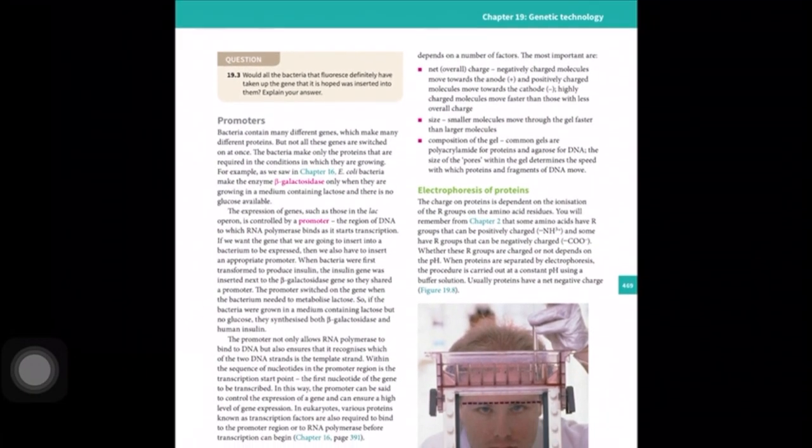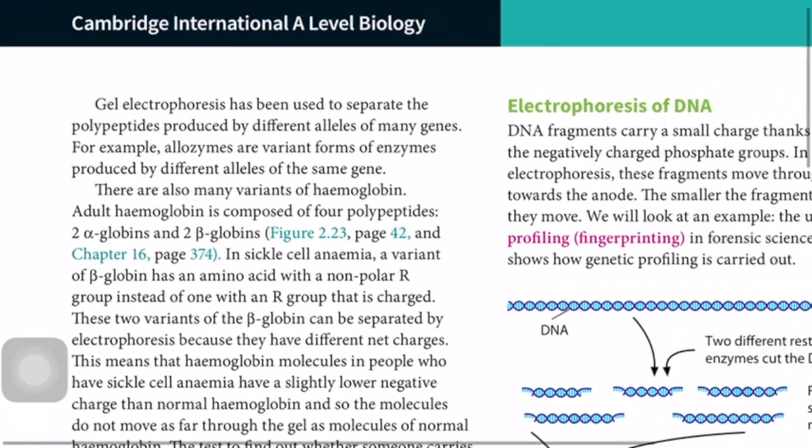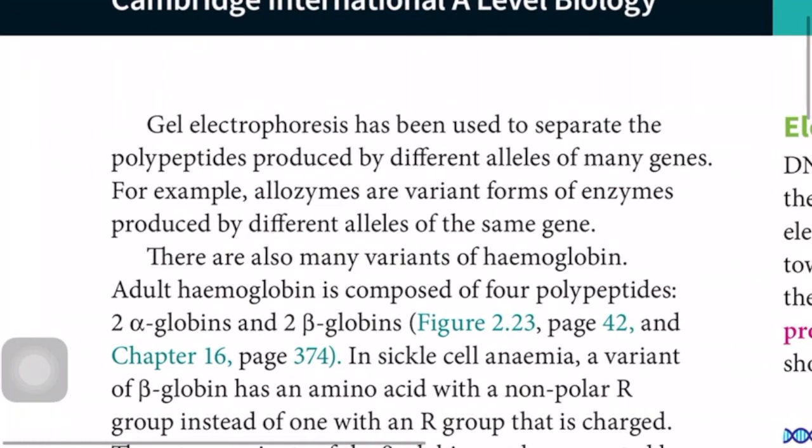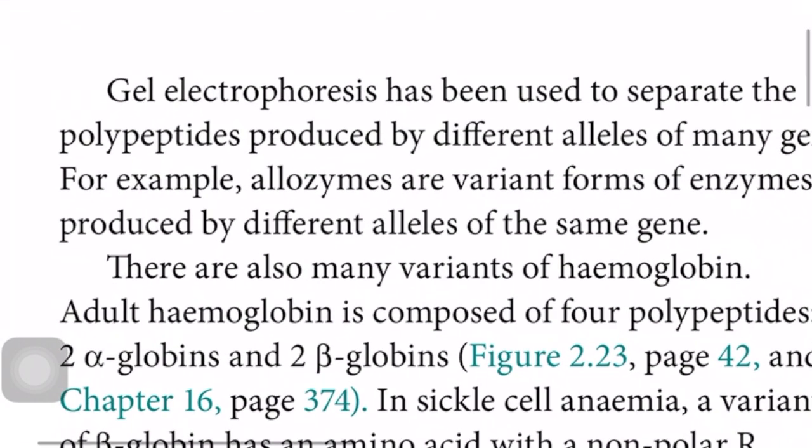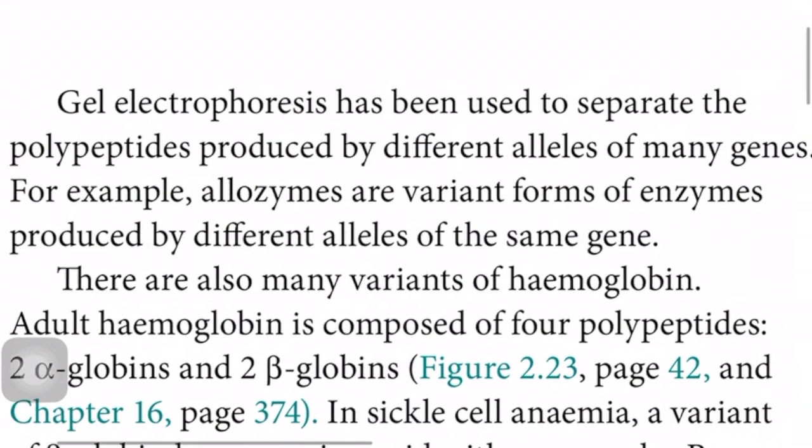Okay, now let's see how we will use this technique to analyze a protein. Gel electrophoresis has been used to separate polypeptides produced by different alleles of many genes. We know what a polypeptide is. Two amino acids join together to form a dipeptide, three a tripeptide, and 4, 5, 6, 7, 8, 9, 10, millions, thus polypeptides. And we all know what alleles are.